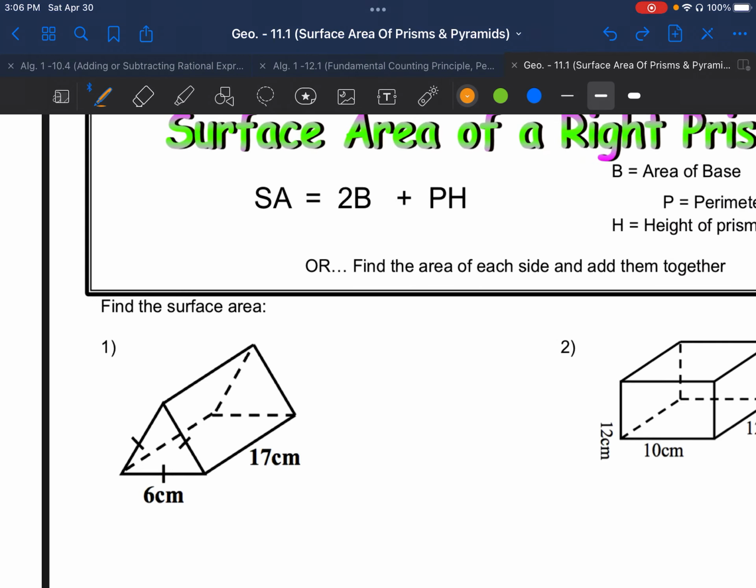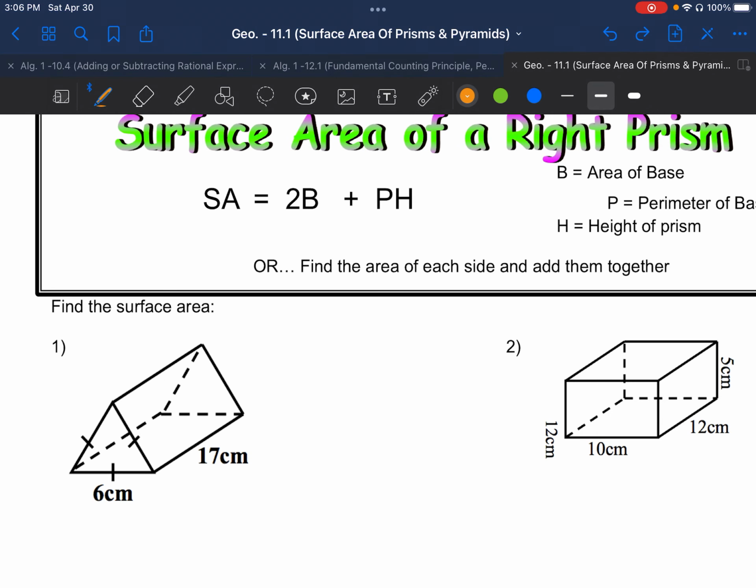So let's take example 1 here. Example 1, we have a right prism. The bases are these two triangles. Let's just take one of these triangles and draw it over here. That might make our life a little simpler. We're told it's an equilateral triangle with each side being 6 centimeters. If it's an equilateral triangle, that means each angle is also 60 degrees.